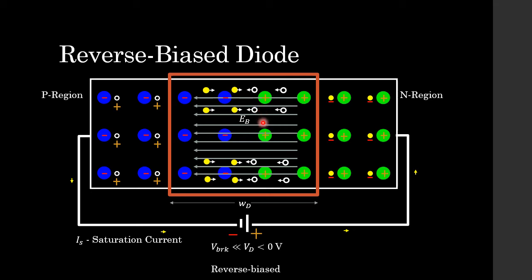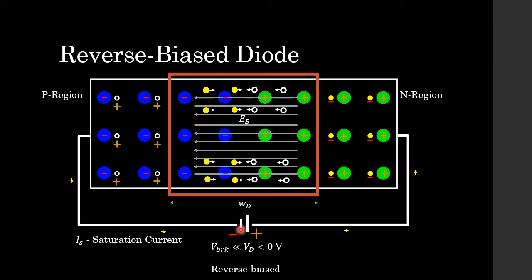Now this flow of charge carriers is very minimal, and that's why we see a small current flowing, known as the saturation current. So when we reverse bias our diode, if we have an applied voltage that is less than 0 but still greater than something known as the breakdown voltage, which we will get to, we see a flow of minority charge carriers from the P region and from the N region within our depletion region.